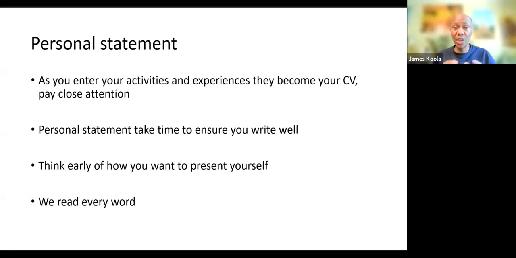You know, as you enter the activities, when you come to errors, you enter different things. You enter them in such a way that they might seem haphazard, but at the end of the day, they populate and become your CV. So pay very close attention to how you write your activities. Make sure you review things, make sure you have no typos. Your personal statement, take time to write it, ensure you write it well, get someone to look at it.